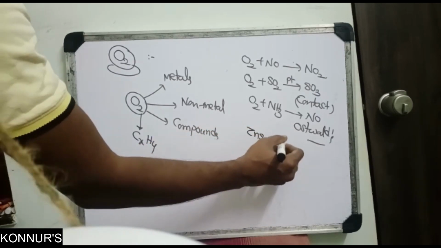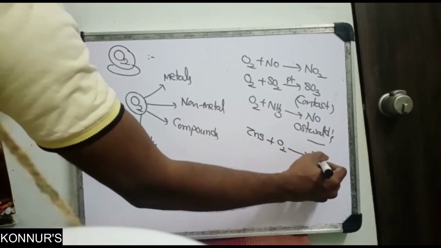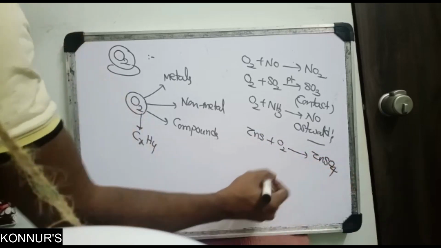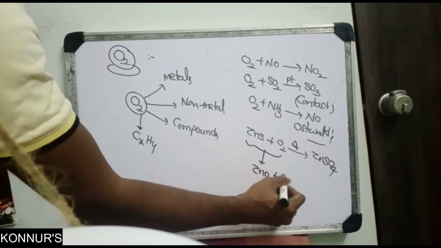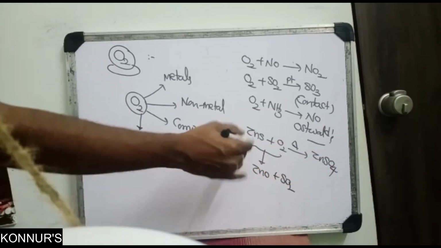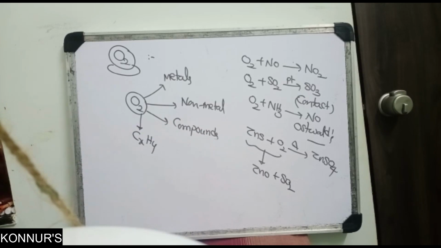Next, zinc sulfide reacts with oxygen. You get ZnSO4, also possible depending on temperature, or zinc oxide plus SO2. So this is the extraction of the metal. We can use that one.